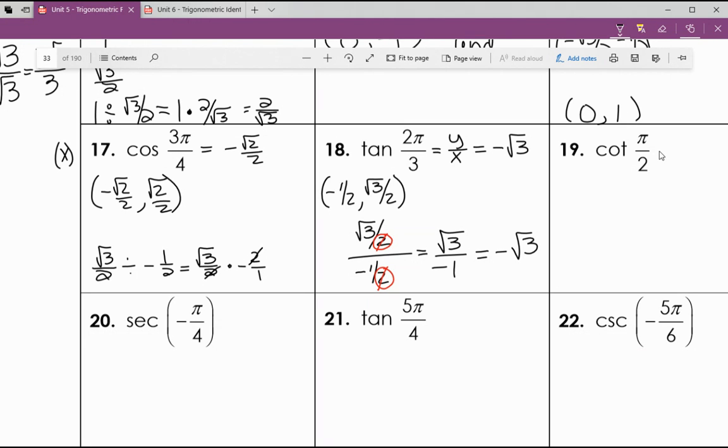Zero, 1. Okay, I found my angle, I grabbed my point. Now I have to go back and think, okay, cotangent of any angle is always x over y. Y'all agree? So the x value, here's x, here's y. So that would be 0 over 1, which is 0.